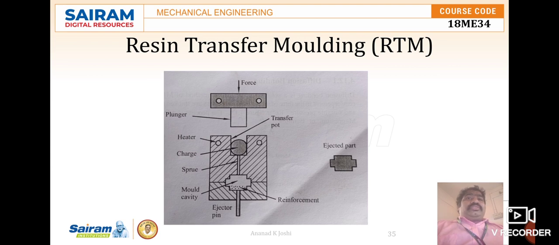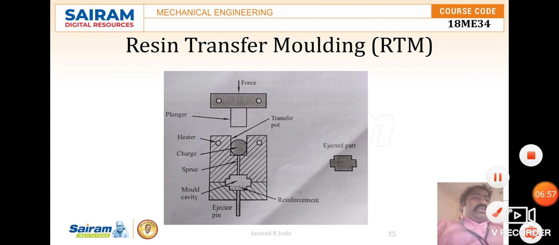Through this sprue, as I told, it impregnates the fibers present in the mold cavity. The mold is equipped with a heating system and provides the curing of the polymer. Almost all thermosets are processed this way. Then the mold is opened and the part is removed by means of the ejector pin. So this is about the resin transfer molding process.